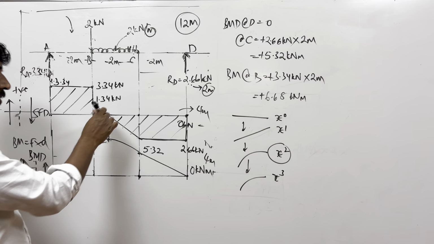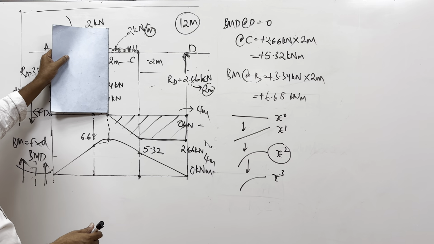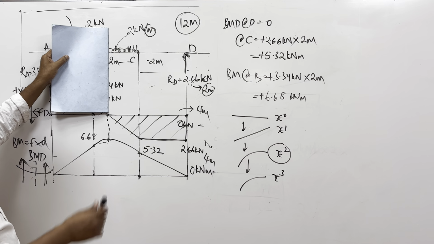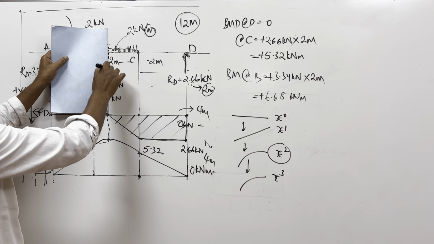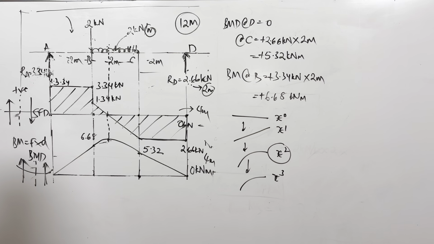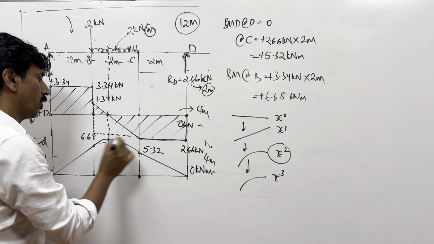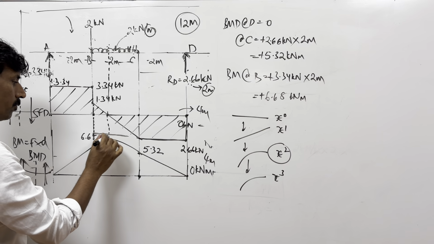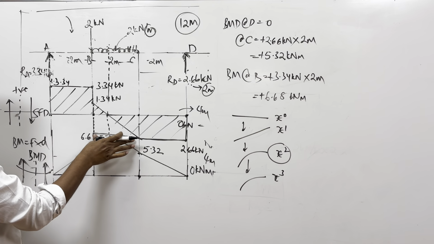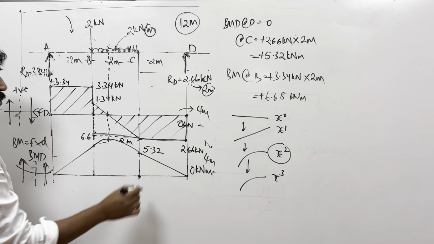So how do you locate this? First, if you want to calculate the bending moment at that point, you should know where this point is. So that point is here. Maybe you can use ratios and proportions. Now I will try to convert this into a triangle. Now you see this triangle. What is the base of the triangle? 2 meters.